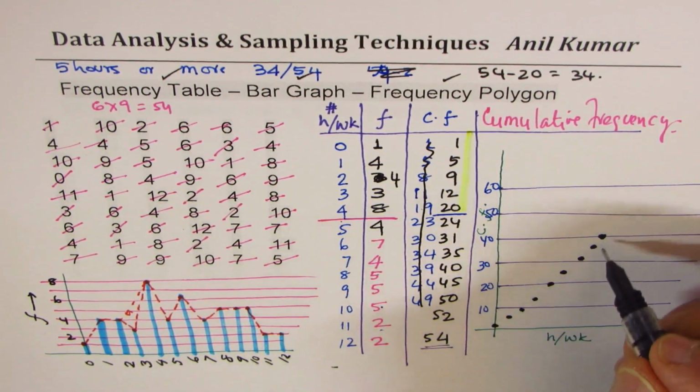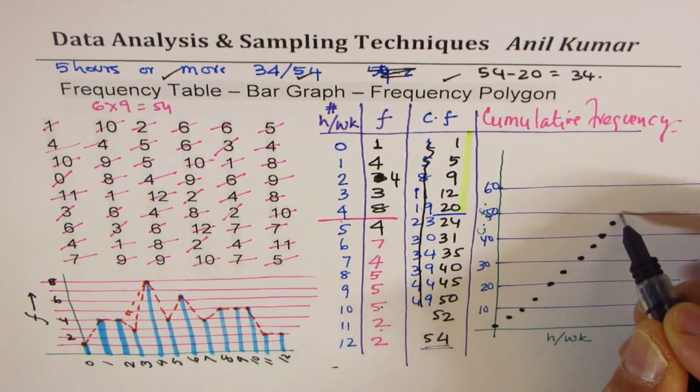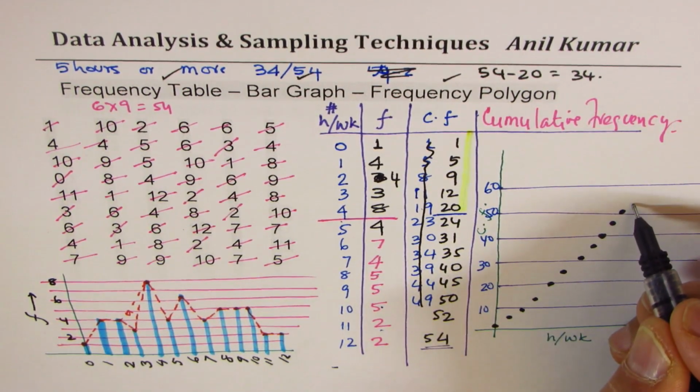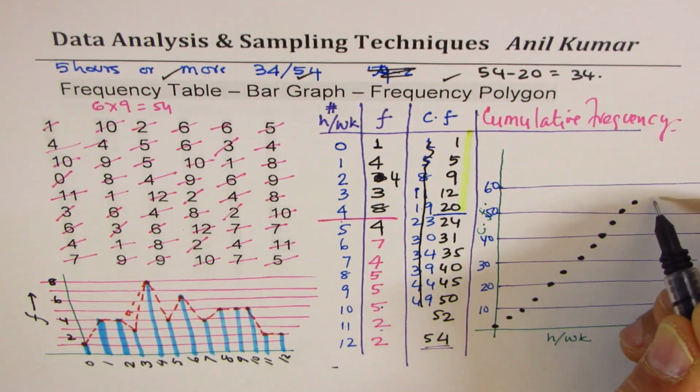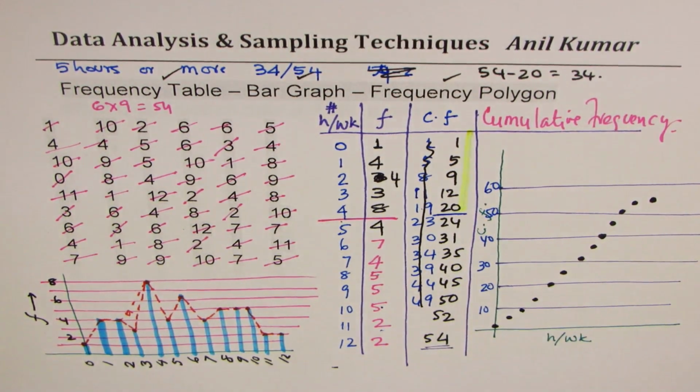And then 45, so it's going up by 5s now. And then 50. And then 52, now it's kind of slowing down. And 54, right? That's the end of it. So this represents the cumulative frequency graph.